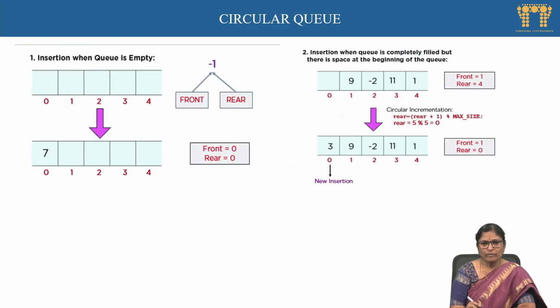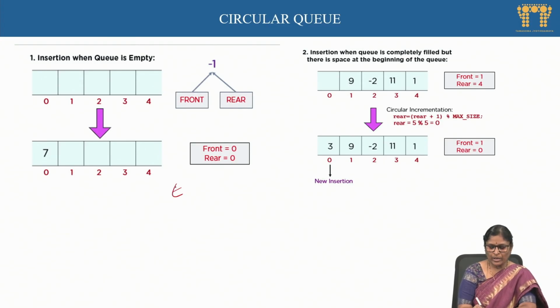Whenever you want to insert an element, that insertion operation is called an enqueue operation. We have already discussed this in a linear queue, but here we discuss the circular queue, that is, when a circular queue will overflow. Whenever you want to insert an element into a circular queue, we have to check whether it is empty or overflow.